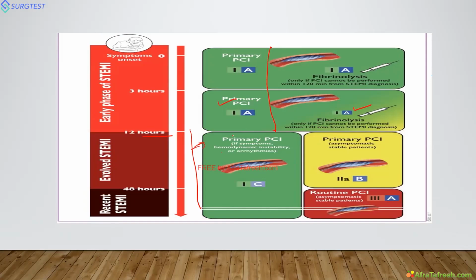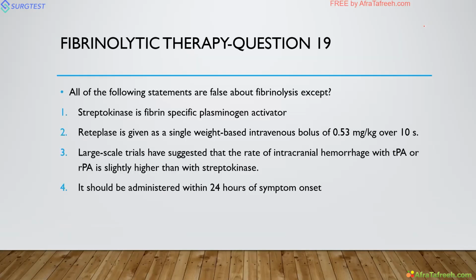Next, in cardiogenic shock, whenever the patient comes, you should do primary PCI only. If the patient has hemodynamic instability or arrhythmias, you should do primary PCI. So our window period for STEMI is 12 hours. Before 12 hours only, you can do thrombolysis. More than 12 hours, you should do primary PCI only.